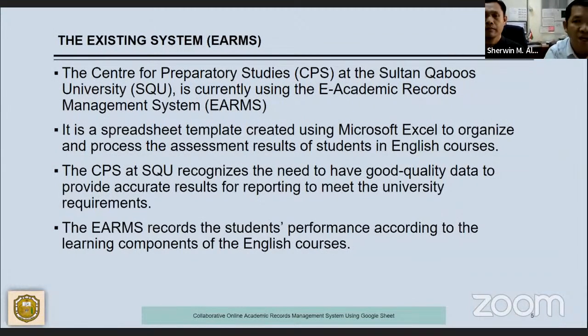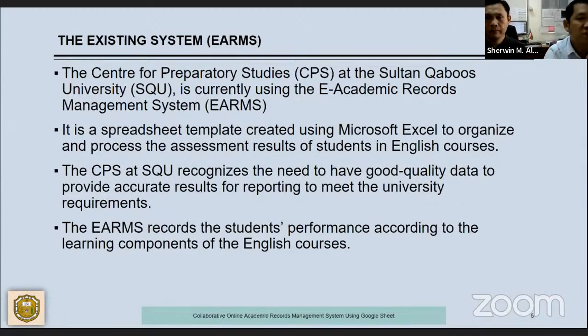That is why we came up with this EARM, or Electronic Automated Records Management System, that would record the students' performance according to the learning components of the English courses approved by the Center for Preparatory Studies. It automatically processes the students' performance following the prescribed grading system or assessment matrices set by Sultan Qaboos University and the Center for Preparatory Studies.